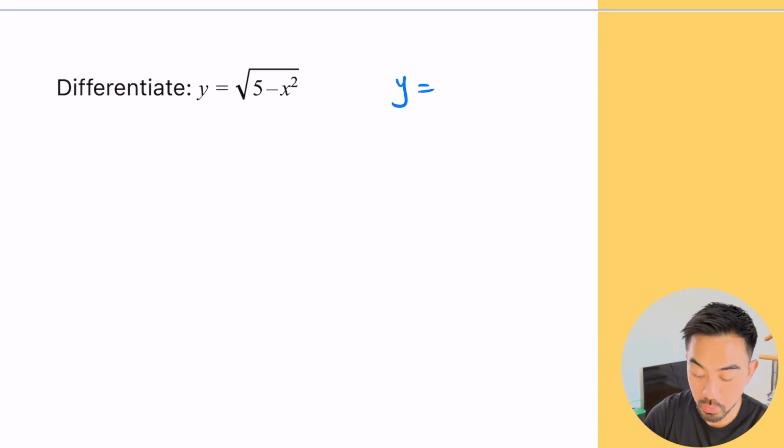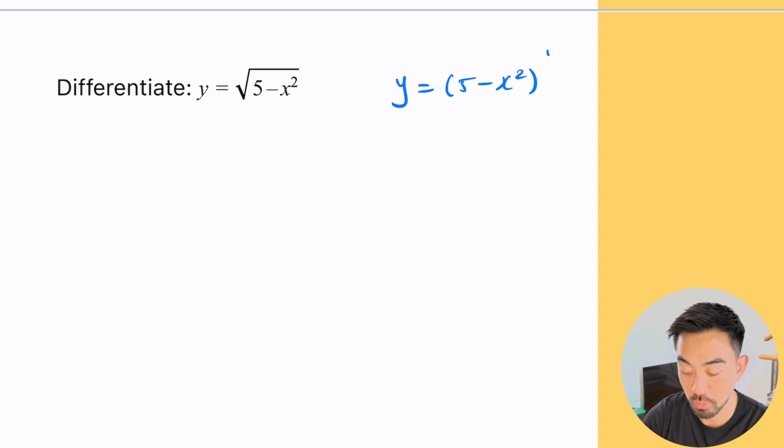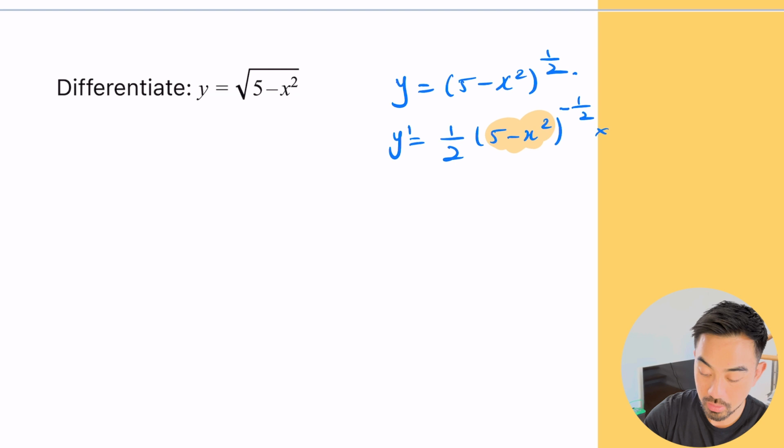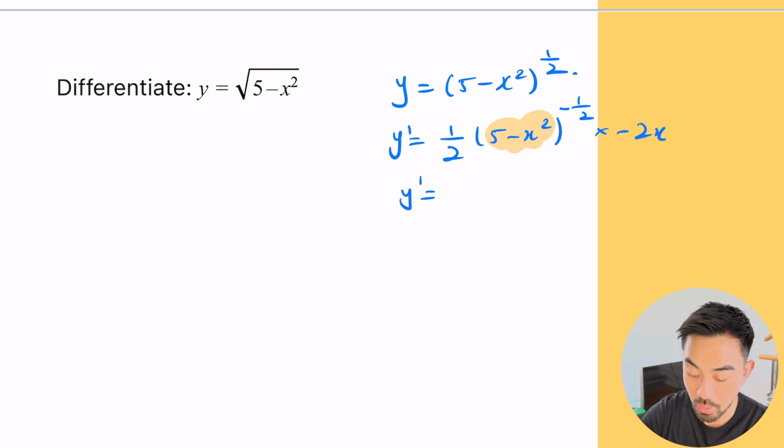Okay, so what happens when you have a surd or a root, as we can see here? Well, we need to convert that so that it's got an index. So the square root is actually a half. And then now we can differentiate. So y dash is going to be 1/2 (5 minus x squared). A half minus 1 is minus a half. And I multiply by the derivative of the inside, which will be minus 2x. Now a half times 2 is 1, and then stick the x on, I'm going to have minus x.